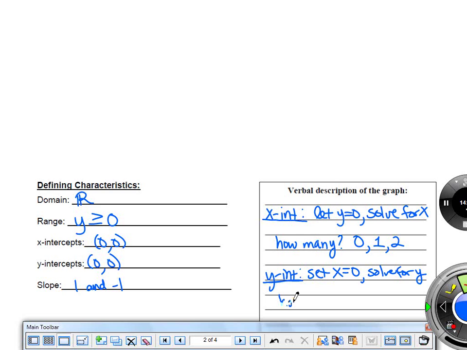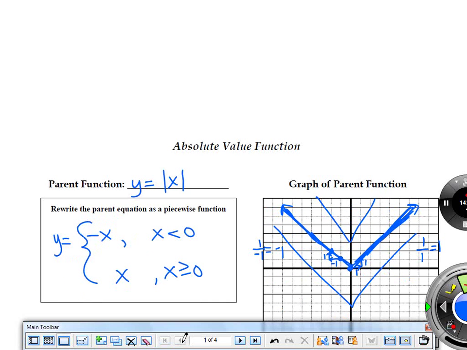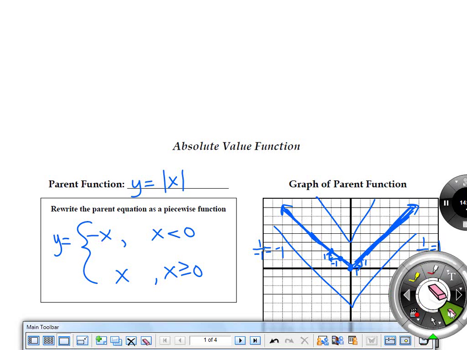Okay. Then the question here is how many? So let's look back at our graph. How many y-intercepts does our parent function have? 1. It's crossing the y-axis 1 time. Okay. Is there any way that we could transform our graph and get it to cross the y-axis more than one time?